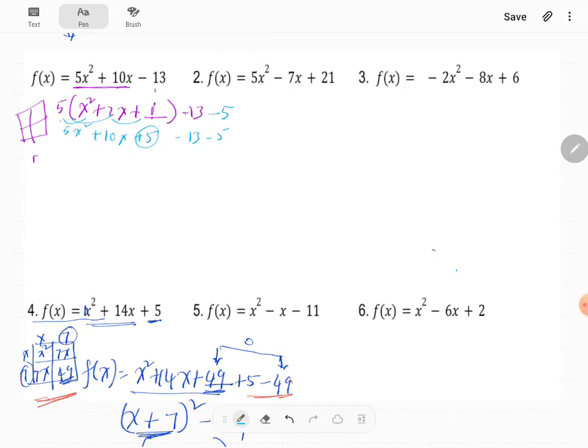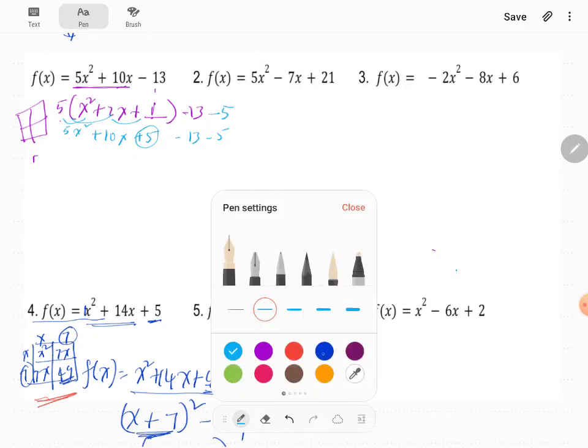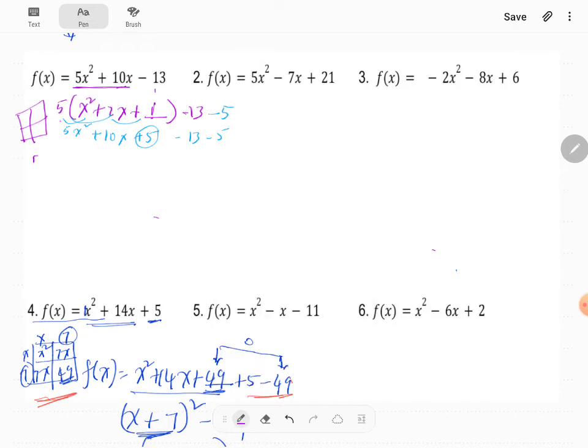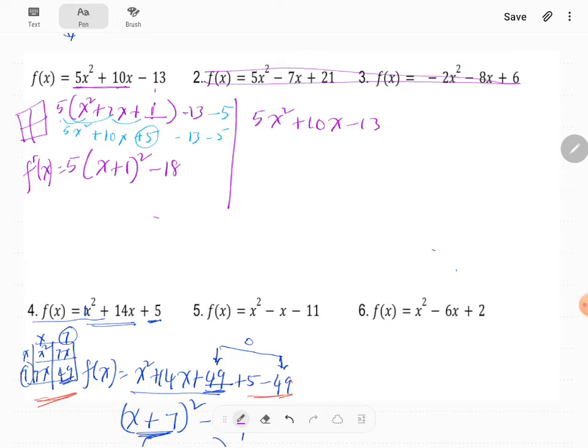Okay, so now we'll get back to the original color, purple. So now this would be 5 times x plus 1 squared minus 18. So that's the vertex form. But what if it's an equation? You have to solve it. I'm using the same equation, my dears. I'm not doing these. These you do for your practice. So 5x squared plus 10x minus 13 equals 0.